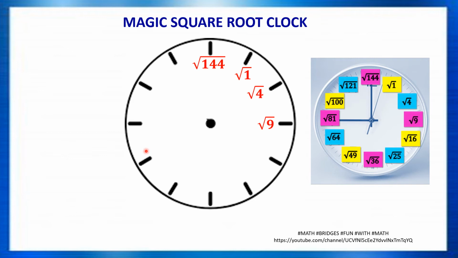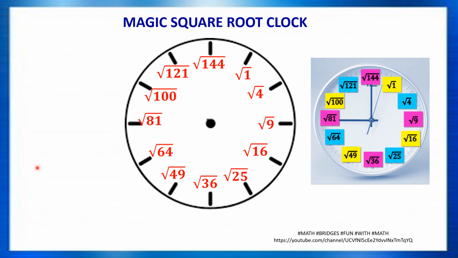Square root of 4 is 2. Square root of 9 is 3. Square root of 16 is 4. Square root of 25 is 5. Square root of 36 is 6. Square root of 49 means we'll get 7 over here. 7 sevens are 49. Square root of 64 is 8. Square root of 81 is 9. Square root of 100 is 10. And square root of 121 is 11.